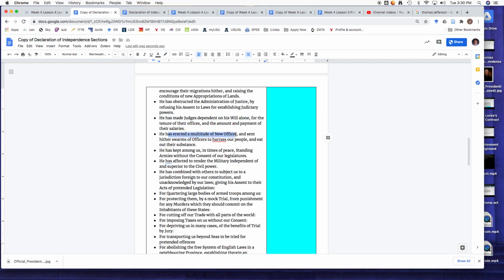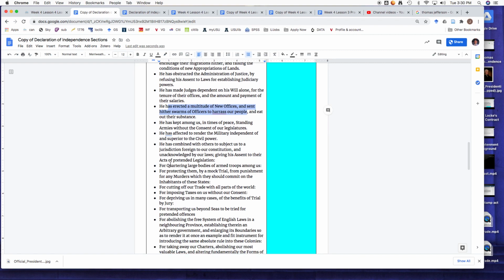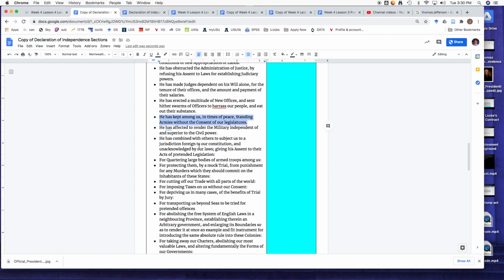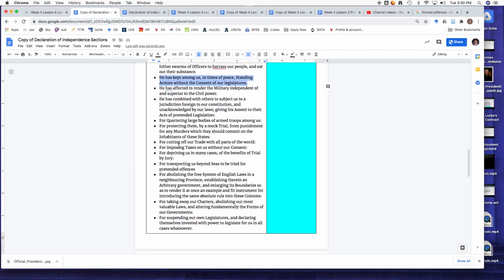He has erected a multitude of new offices and sent them to harass our people. So he keeps sending these different forms of officers, tax collectors, and enforcers. He's kept among us in times of peace standing armies without the consent of our legislatures. Meaning, we don't want the British soldiers here, but the king has sent them here, and we haven't given them permission to be here, but the king is forcing them on us. For quartering large bodies of armed troops among us. So now they're having to live in our houses.